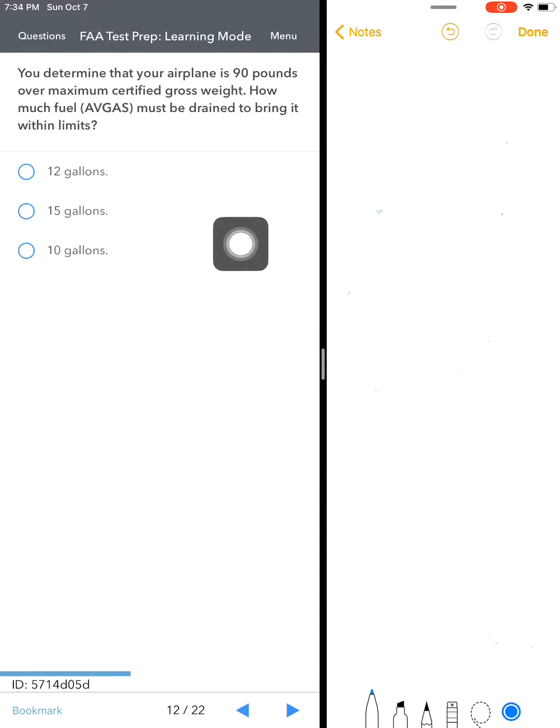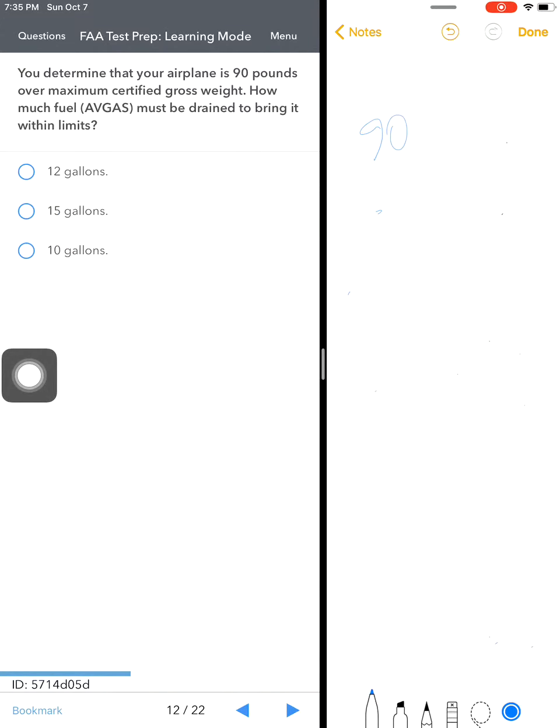Now, this one is a little bit tricky for new guys, but it's very simple if I reveal it. You determine that your airplane is 90 pounds over maximum certificate gross weight. How much fuel, avgas, must be drained to bring it within the limits? So you're 90 pounds over the maximum certificate gross weight. What do you need to do? You have to know its weight, right? You have to see how many gallons, because gallons are right up here.